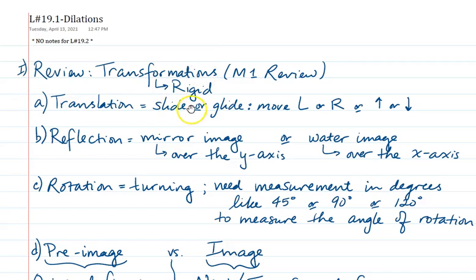When it's translation, you either slide or glide, that's what we call it, and what that means is you're either moving to the left or to the right, or up or down. Reflection is considered a mirror image, such as over the y-axis, or what I like to call it, if it's over the x-axis, it's like you're looking down at a body of water and you see your reflection under. Rotation is turning, and for rotation you will need a measurement in degrees, like 45 degrees or 90 degrees, to measure the angle of rotation.